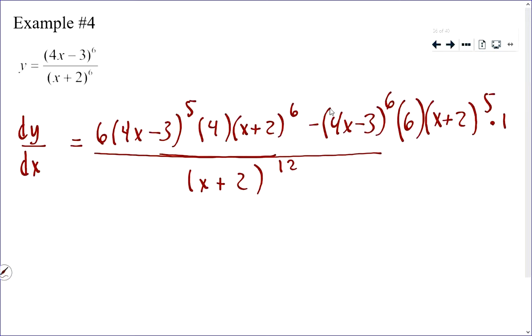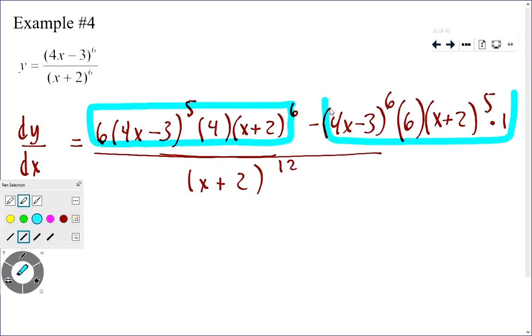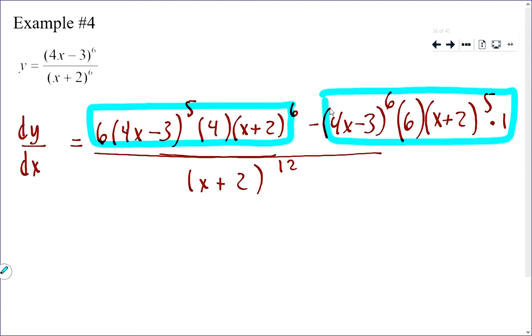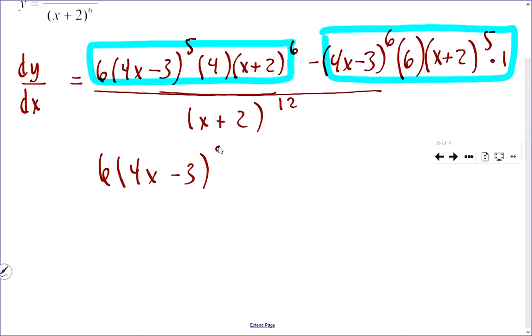So now we're looking at the top, which has two factors. They're complicated, but it has this factor minus this factor, and we are going to factor as much as we can. There's a 6 in each, isn't there? You can take a 6 out. There are 4x minus 3's galore. There's 5 here, there's 6 here. I can take out 5. What else do we got? There's a bunch of x plus 2's. I think we can take out 5, can't we? There's 6 in one and 5 in the other.